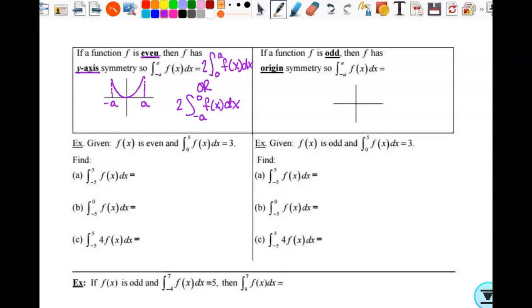All right. So then if it's odd, it has origin symmetry. So sine is an odd function. Has origin symmetry. That means we could rotate it 180 degrees and it looks exactly the same, right? You rotate it about the origin. So if this is negative a and this is a, then if I integrate from negative a to a, what's that going to be? 0.